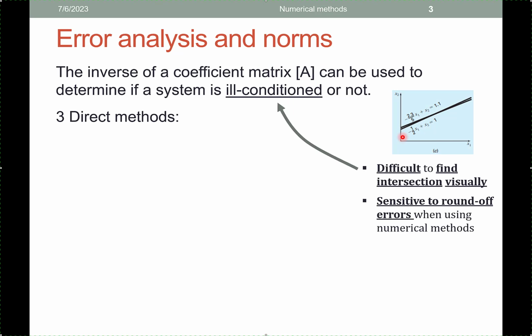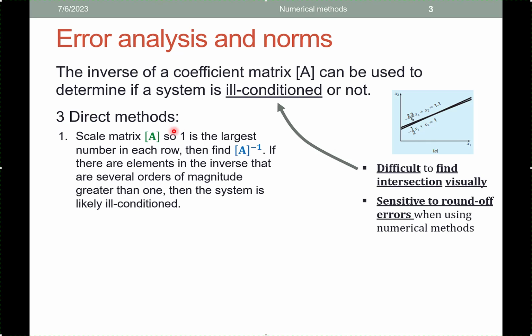If you recall, when we said ill-conditioned, we said that if we graphed it, it would be difficult to find the intercept, and also that it would be sensitive to round-off errors when we're using Gaussian elimination and so on. So there are three direct methods to find if our coefficient matrix A is ill-conditioned, which is built off the coefficients from the set of linear algebraic equations.